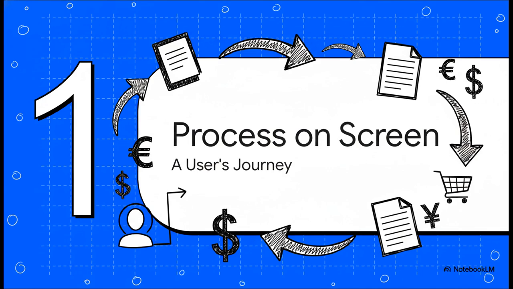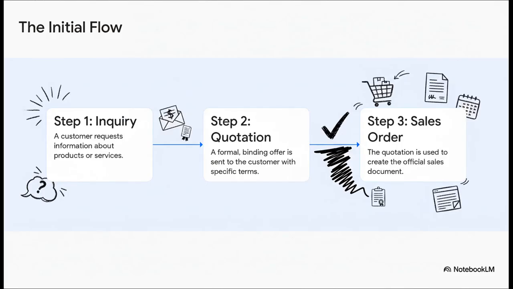So first things first, let's start on familiar ground. We'll look at the journey from a user's perspective. This is the visible part of the iceberg, the standard flow that everyone sees day to day. Often, the whole process kicks off long before an order is even an order. It might start with a simple inquiry from a customer just asking about products or pricing. That can lead to a formal quotation, and then, once the customer gives the green light, that quotation gets converted into the official sales order.